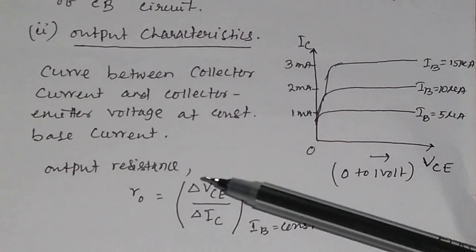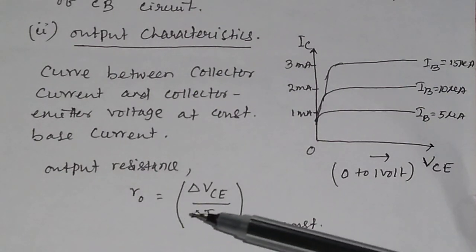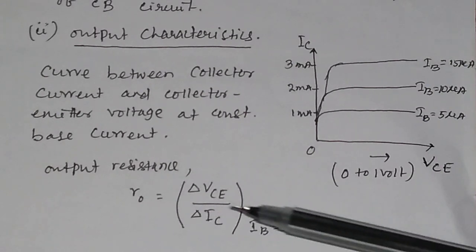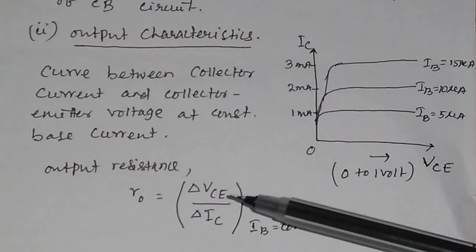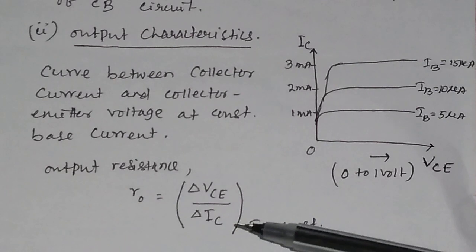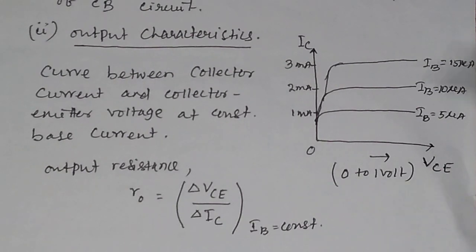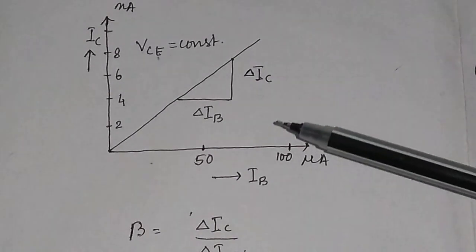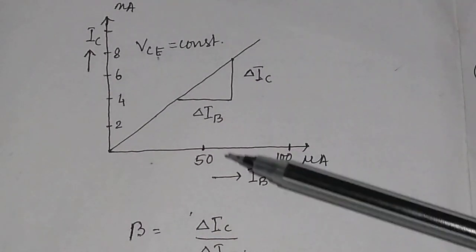So to find out the output resistance RO, you only divide voltage by current, and this is delta VCE to delta IC at constant IB. And in common emitter configuration, you have current gain beta.